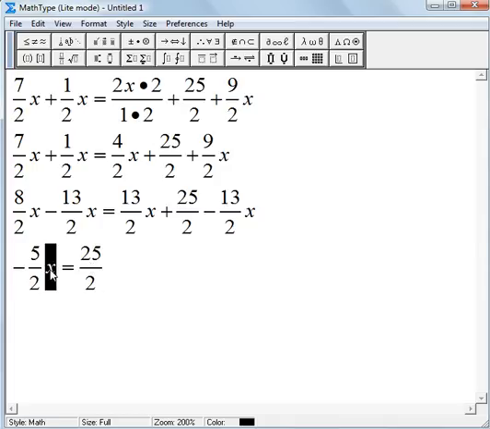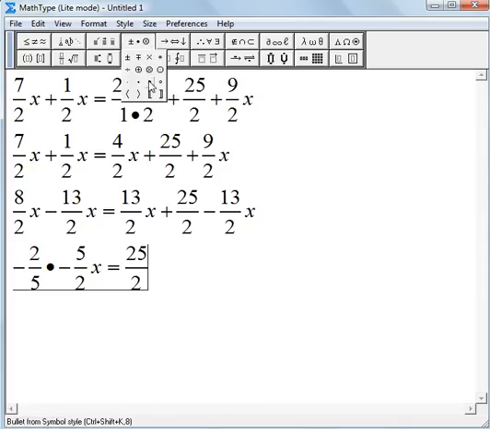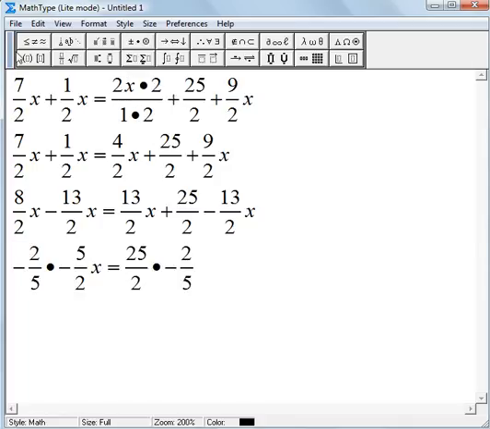Now the next step is I need to get rid of the negative 5/2 because I want to leave the letter x by itself. Now negative 5/2 is multiplying by x. Every time you have a fraction that is multiplying the variable and you want to get rid of that fraction, you need to multiply by the reciprocal of that fraction. The reciprocal of this fraction is negative 2 over 5. And whatever you do on one side of the equation, you need to do on the opposite side of the equation.